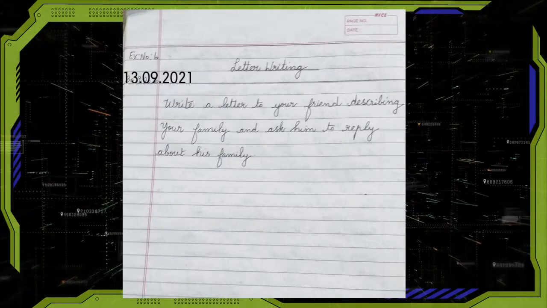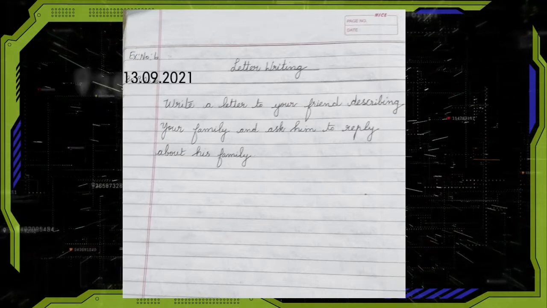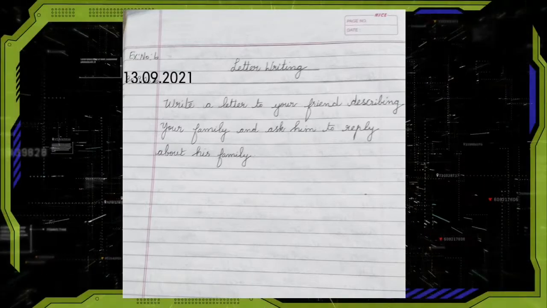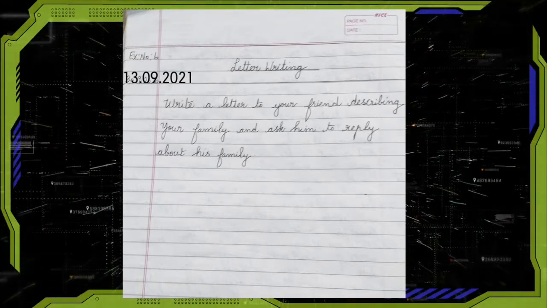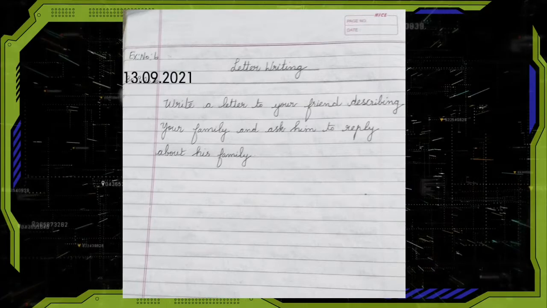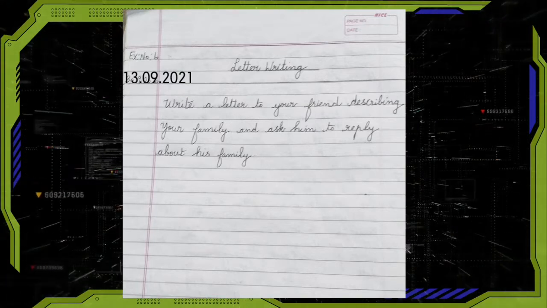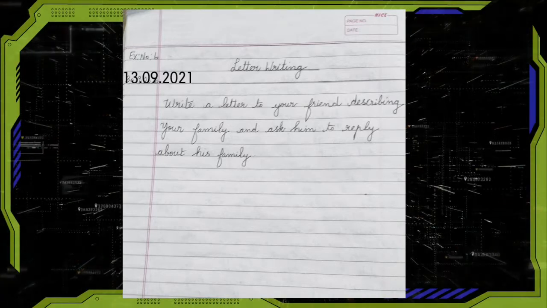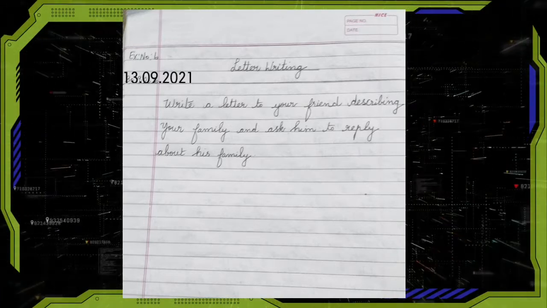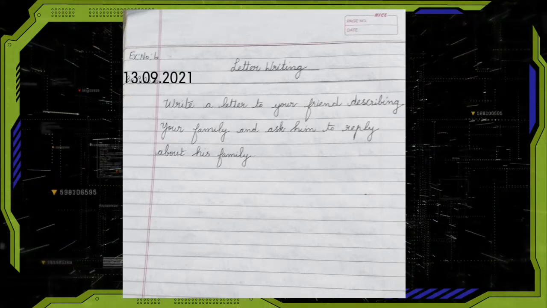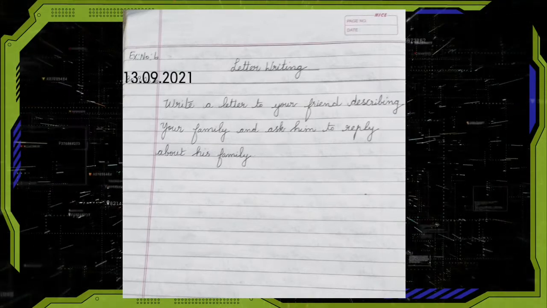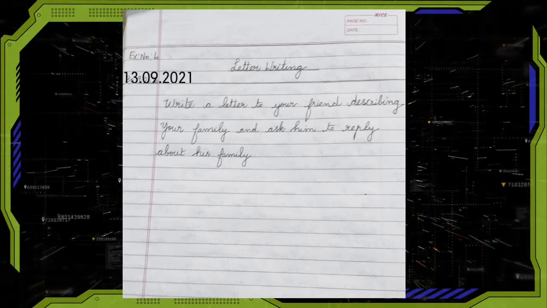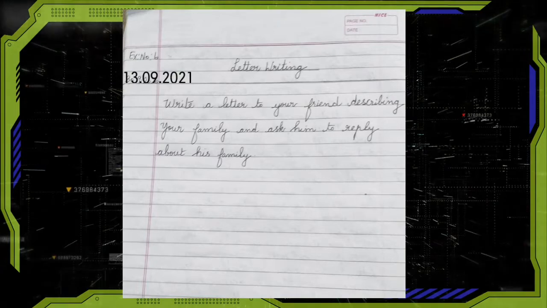Children, for your today's assignment, you are going to write a letter writing in your composition note. So children, today you are going to write exercise number 6. Put today's date. Take the left hand side. You put exercise number 6, put today's date and write letter writing, write a question. Write a letter to your friend describing your family and ask him to reply about his family.